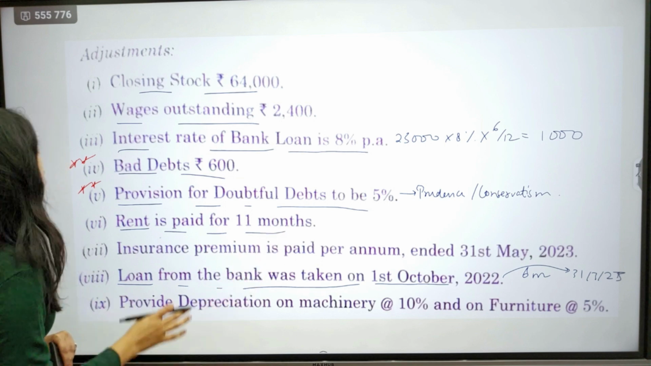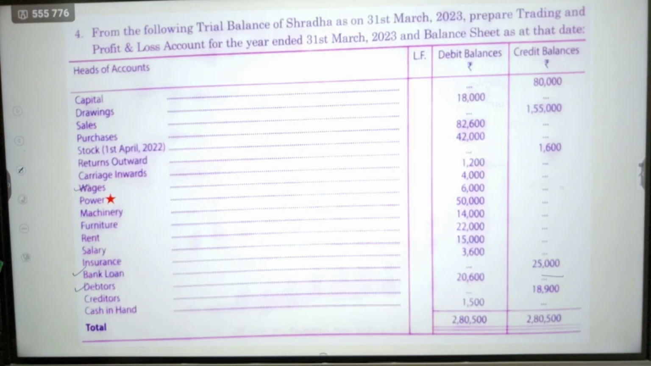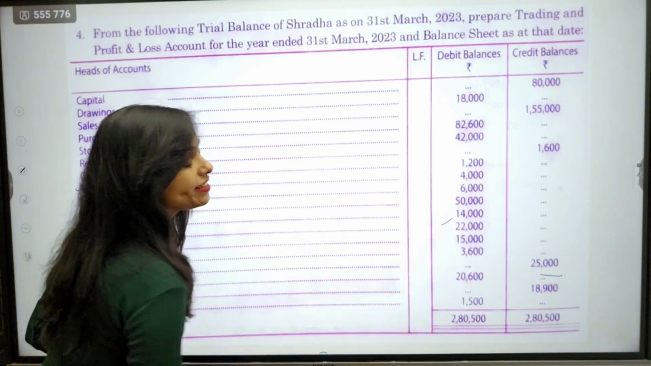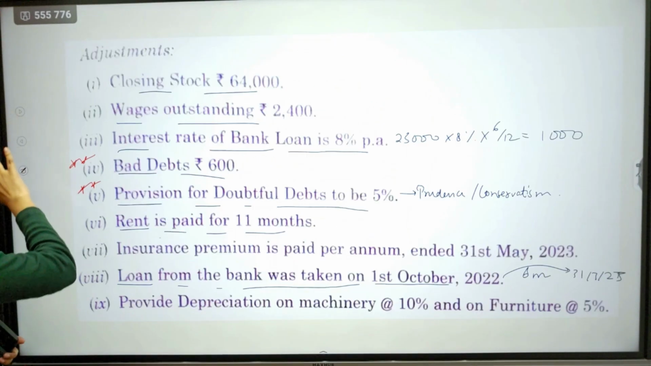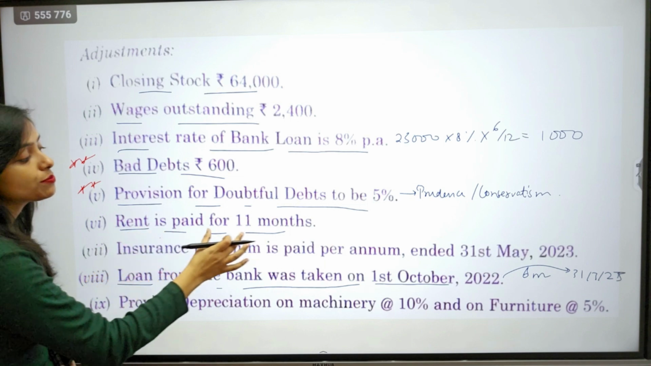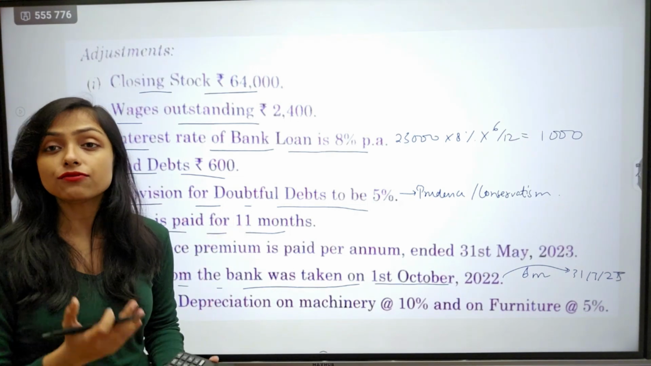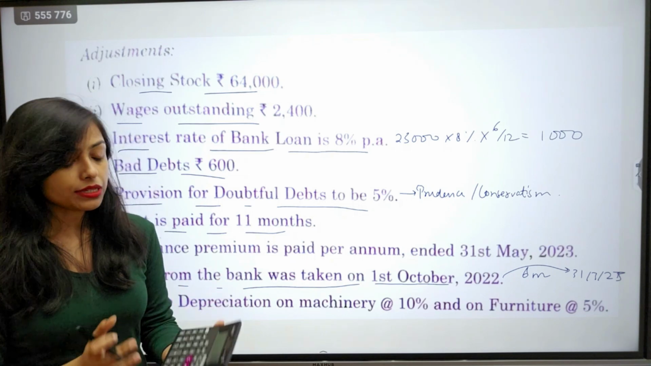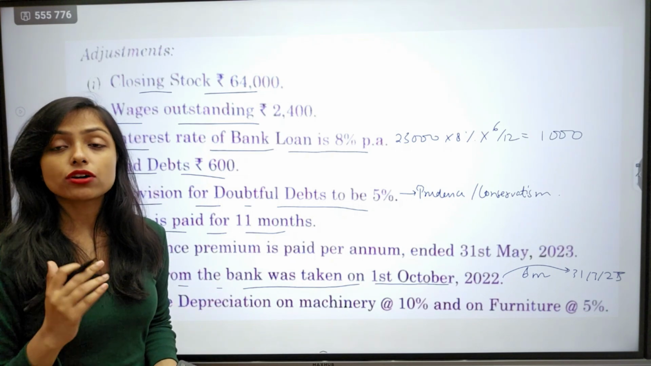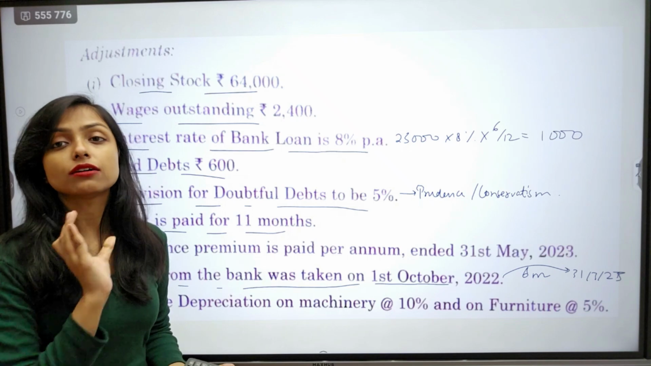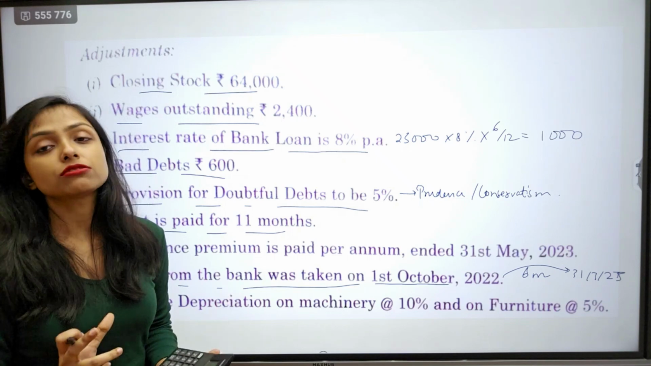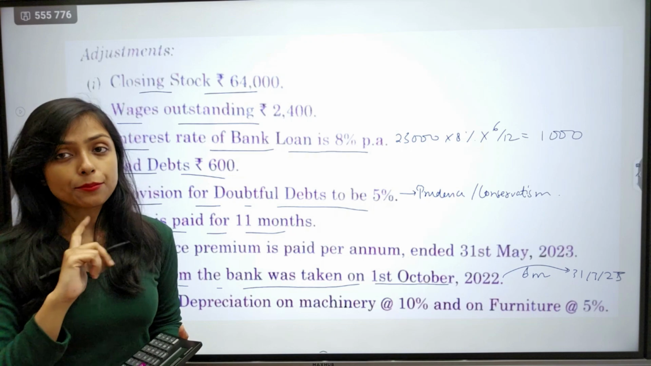Rent is paid for 11 months. Means what? Let's find rent here. So rent is over here. How much rent have we paid? 22,000 rupees rent we have paid. And what is it saying? That rent is paid for only 11 months. Means this 22,000 rupees rent is only for 11 months. That means how much rent do we give for 1 month? 2,000 rupees. 22,000 divided by 11. 2,000 rupees is something that we pay for every month.